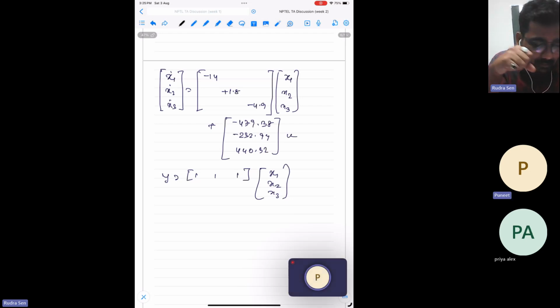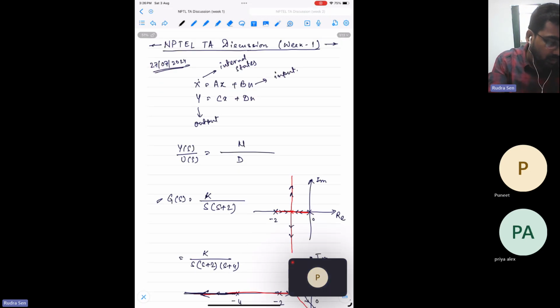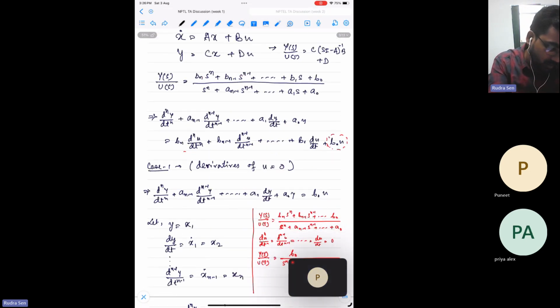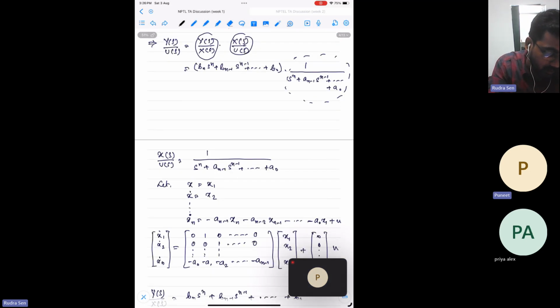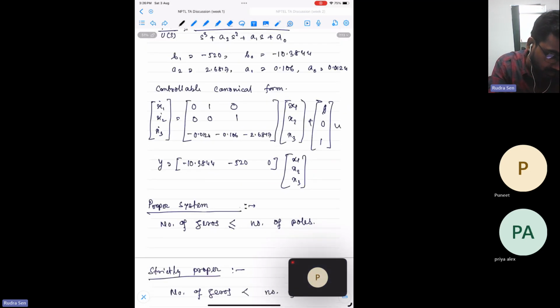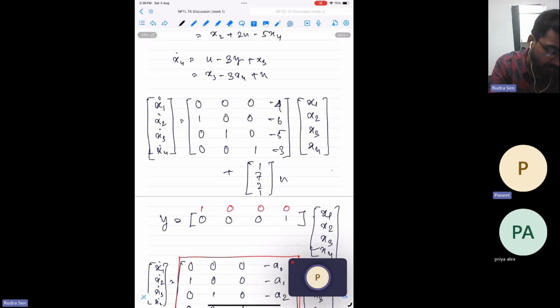See, suppose in the controllable canonical form, the values which we have to take are different from the observable one, right? For the observable one, we have to do the transpose. Rest everything is the same. This is basically your controllable canonical form, right? And in the observable canonical form, it's just the transpose one. So this is just a transpose.